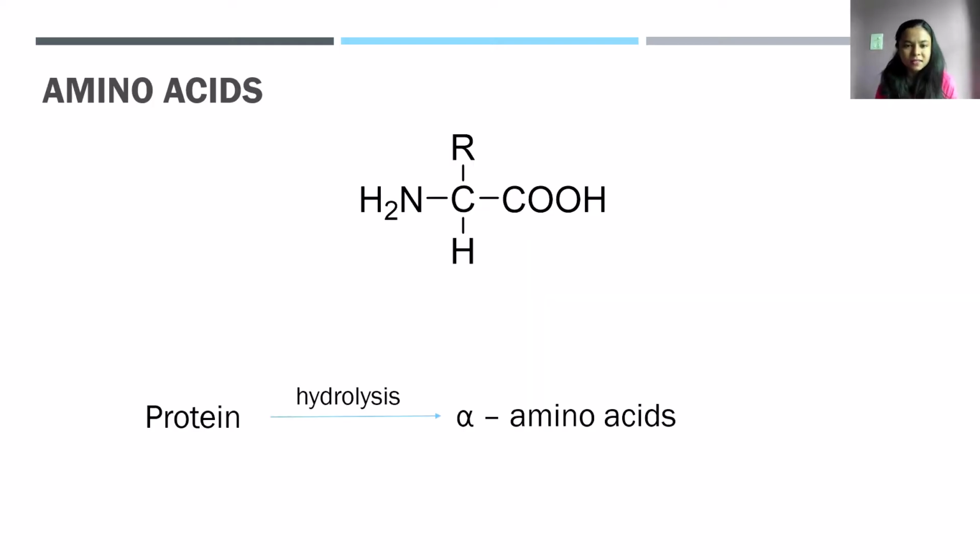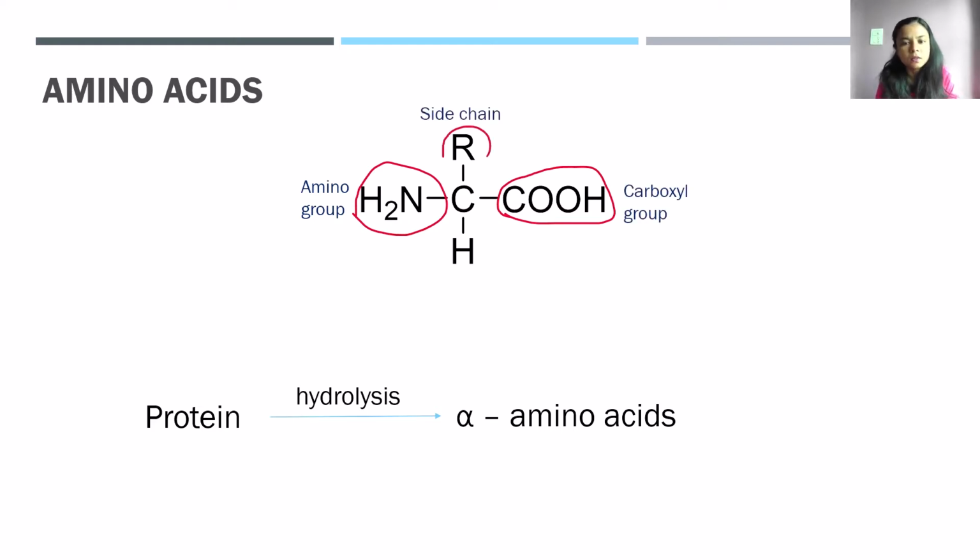So this is the basic structure of an amino acid. It contains two functional groups, the first being the amino group NH2 and the second is the COOH, that is the carboxylic group. It also has a side chain and the carbon is called the alpha carbon. As we saw in the previous slide, if we hydrolyze protein, we will see that it is made up of small building blocks called alpha amino acids.